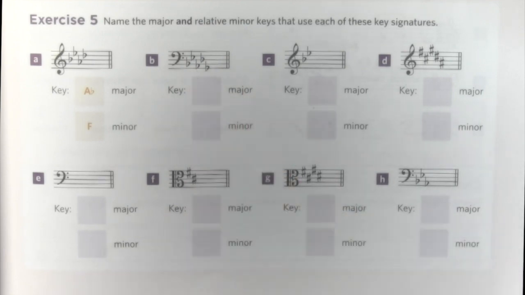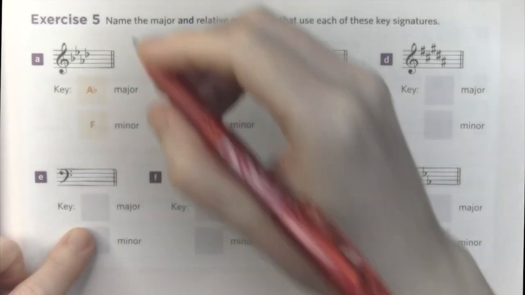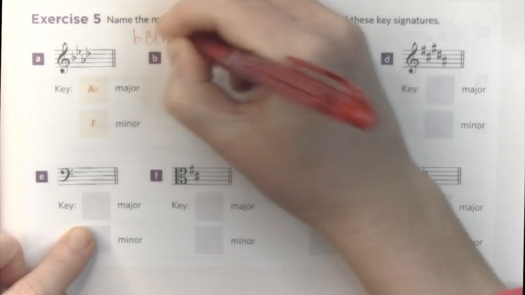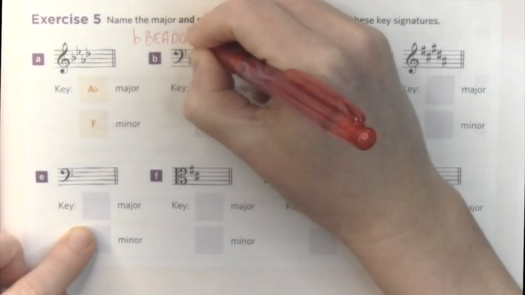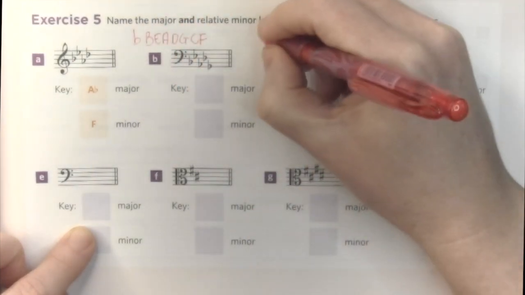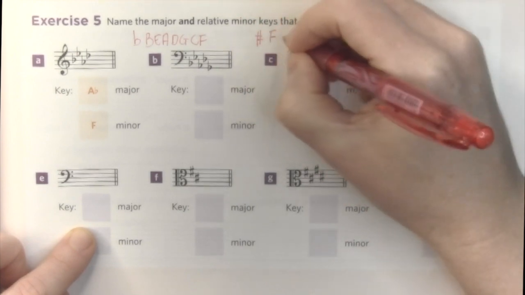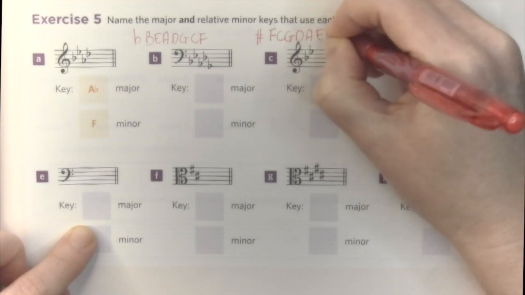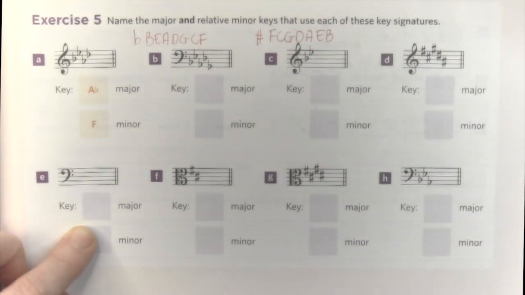Okay, we need the order of flats and sharps. So flats: Si, Mi, La, Re, Sol, Do, Fa, and then for sharps: Fa, Do, Sol, Re, La, Mi, Si. Okay.